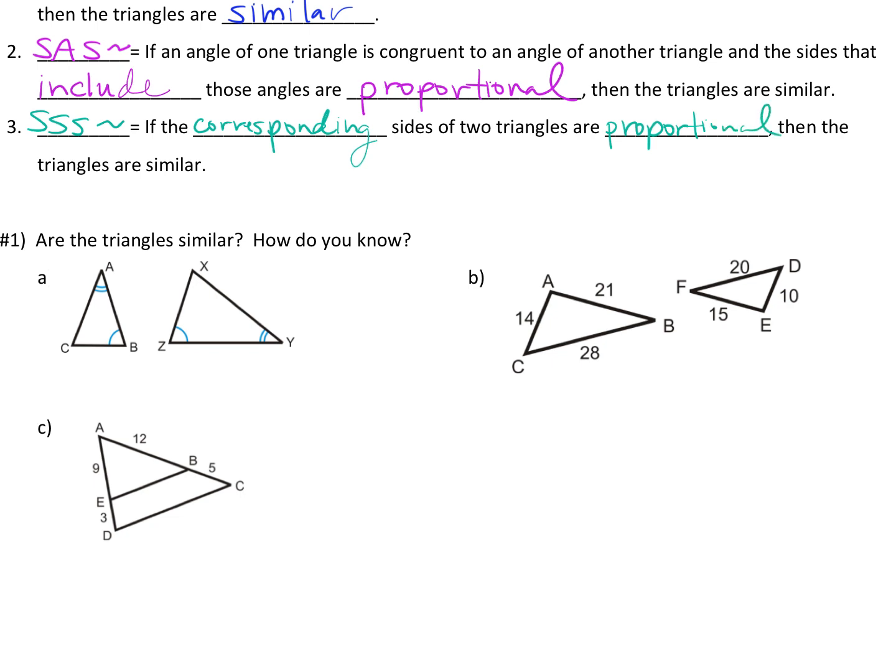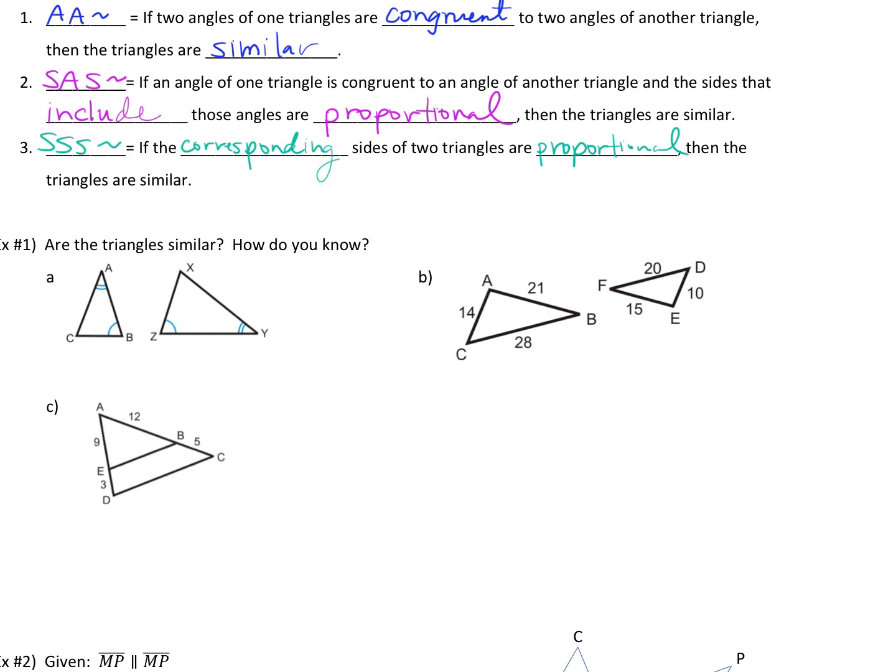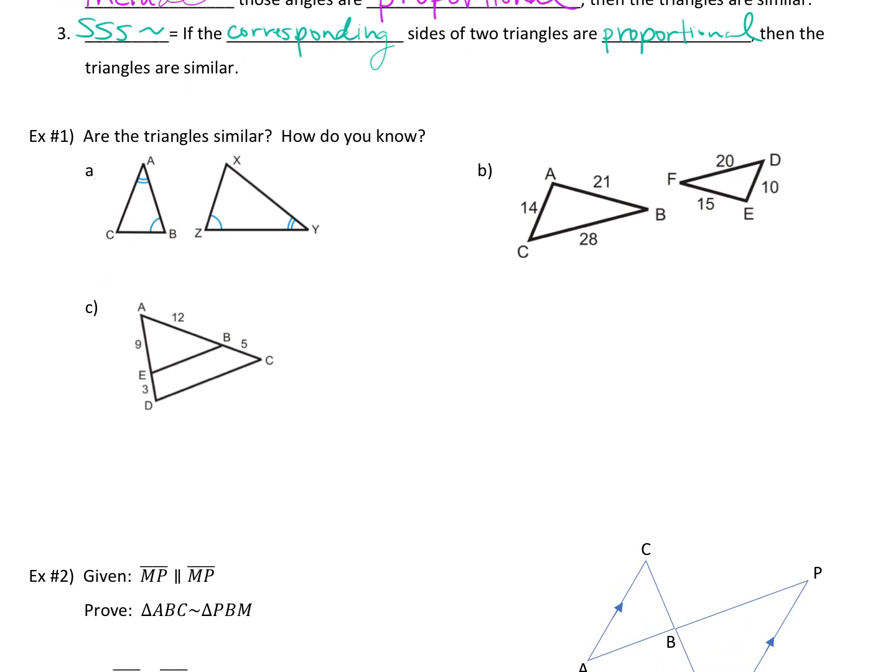Okay? Those are the only three we'll use. So don't try to give me an ASA or an AAS. It will be wrong. SSS, SAS, and AA are the only three that will work with similarity. Okay? So they'll give you some pictures and they'll say, are these triangles similar? If so, how do you know?